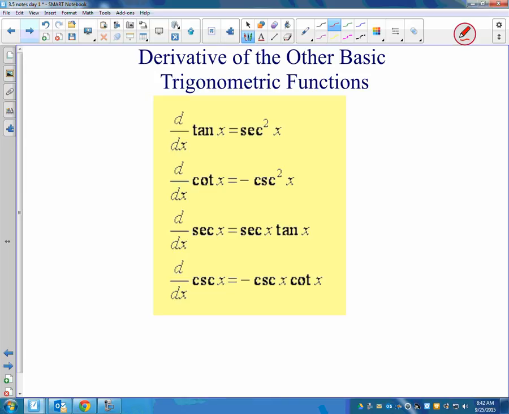The derivative of sine is cosine. The derivative of cosine is negative sine. The derivative of tangent is secant squared. The derivative of cotangent is negative cosecant squared. The derivative of secant is secant x tangent x. And the derivative of cosecant x is negative cosecant cotangent.